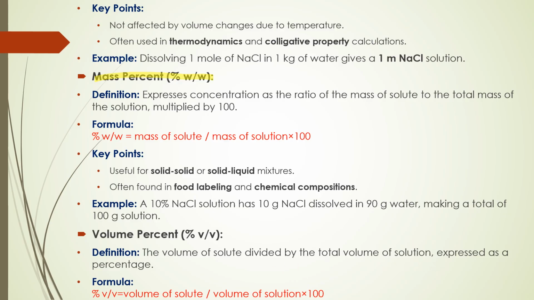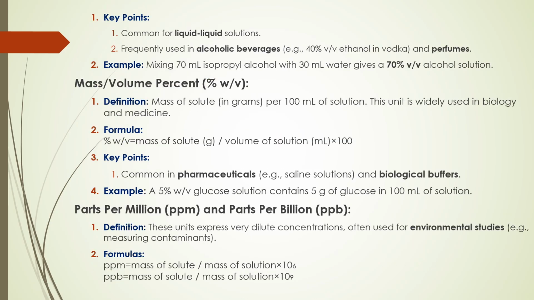Number four is mass divided by volume, which is mass of solute in grams per 100 ml of solution. Now the percent w/v is equal to mass of solute per volume of solution in ml times 100. And parts per million, ppm, and parts per billion.